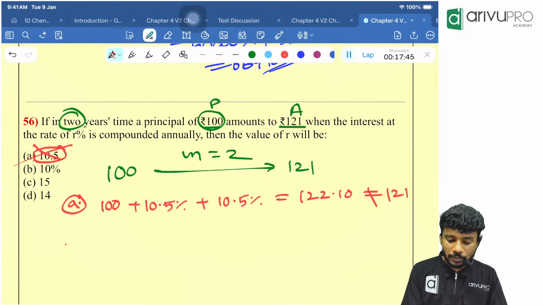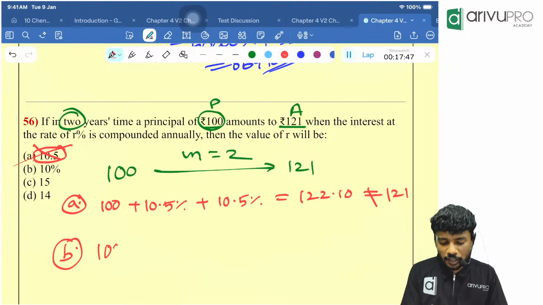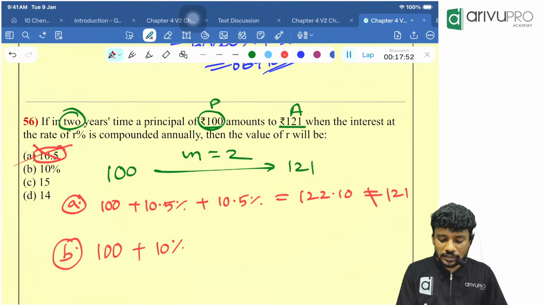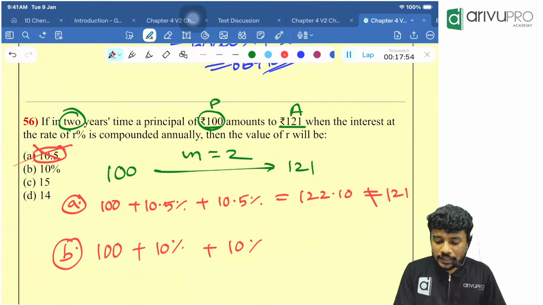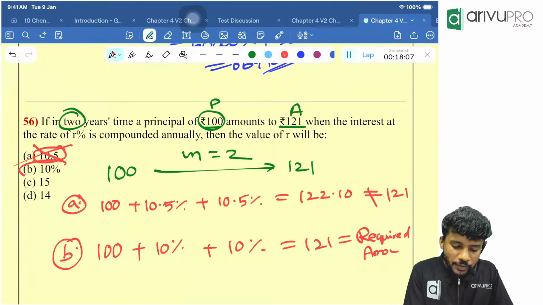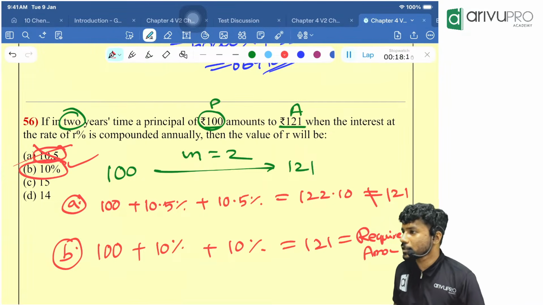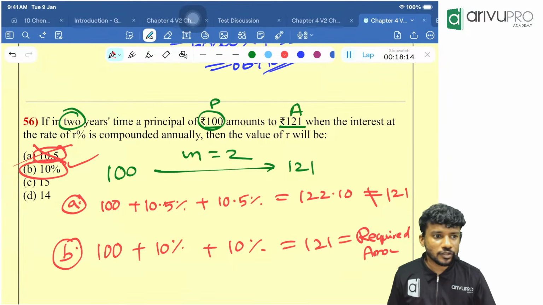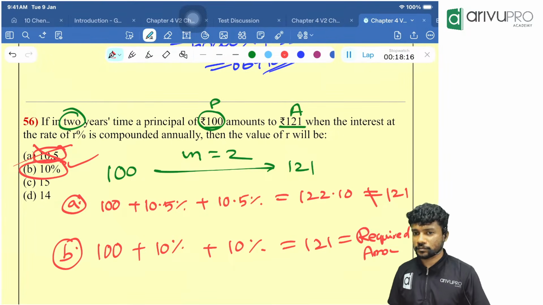Try option B, people. 100 plus 10 percentage plus 10 percentage is coming to be 121, which is our required amount. So which option is the answer, people? Option B is our answer because that is giving us the right answer. Clear? That's how you will do it.